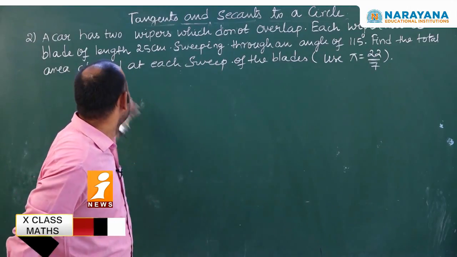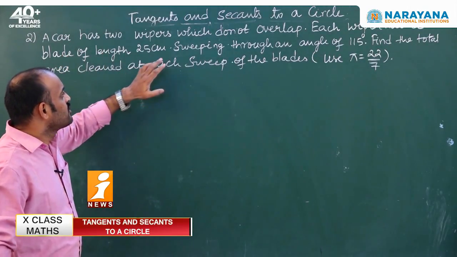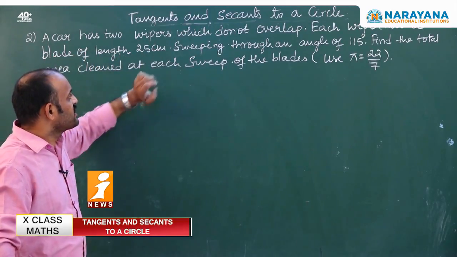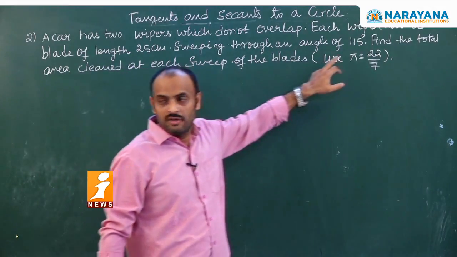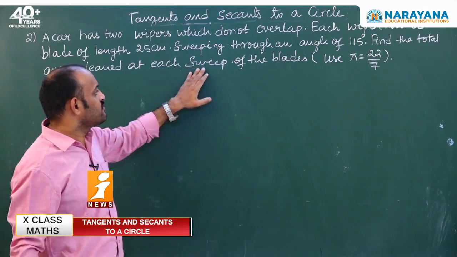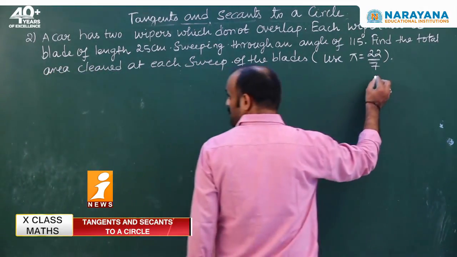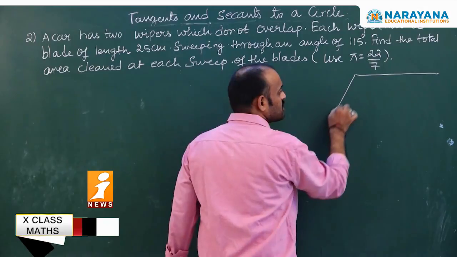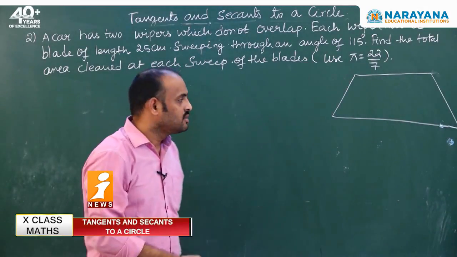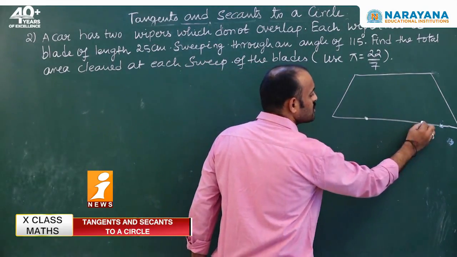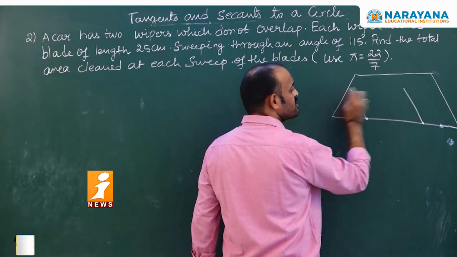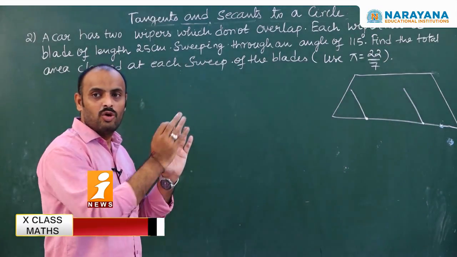Now see the second question. A car has two wipers which do not overlap. Each wiper has a blade of length 25 centimeters sweeping through an angle 115 degrees. Find the total area cleaned at each sweep of the blades. For example, if you consider this as the front glass of the car, it has two wipers which do not overlap. They will never overlap.